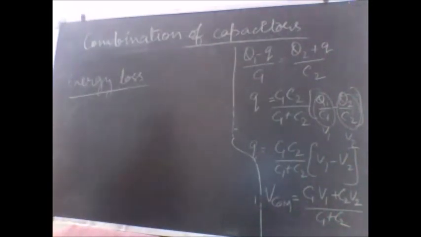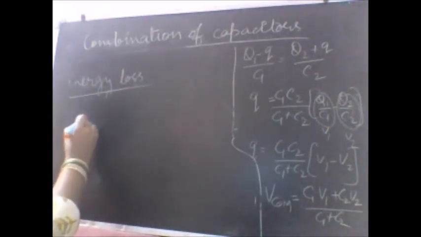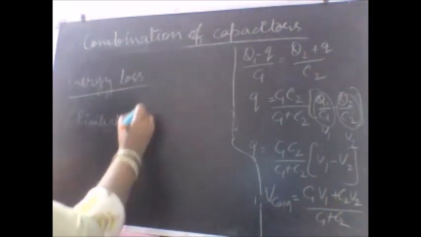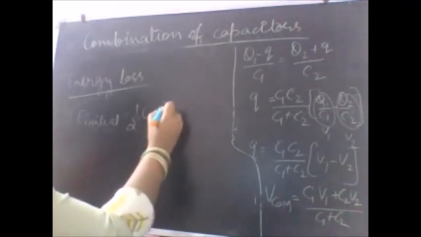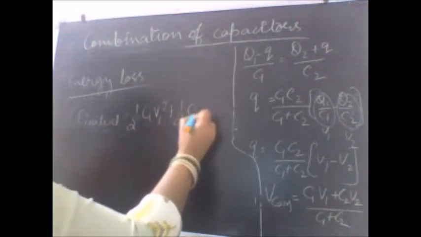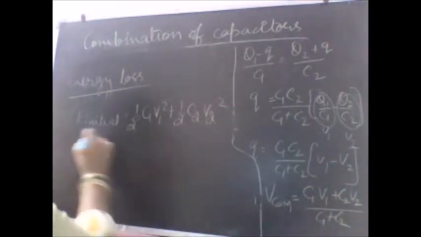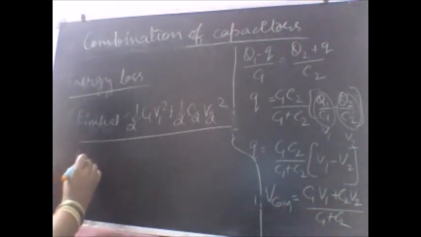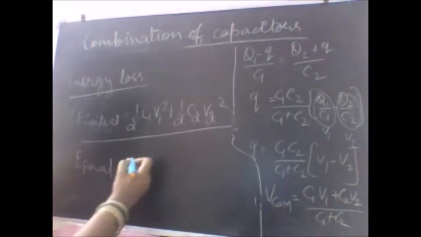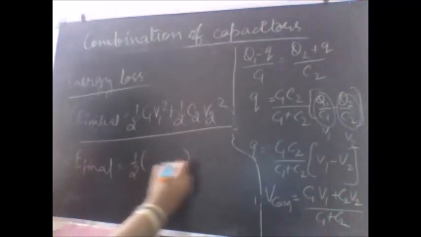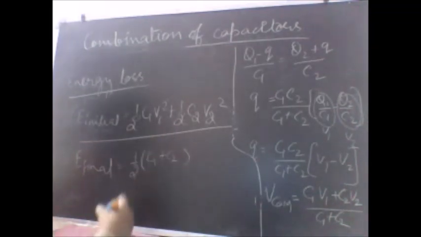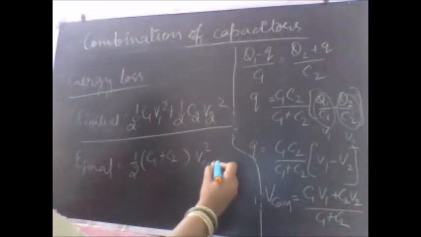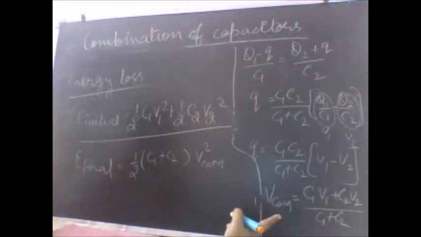So for the energy loss, you have to find the initial energy. The total initial energy is half C1 V1 square plus half C2 V2 square. This is the total initial energy, and the final energy is half net capacitance. What is the net capacitance of the system? C1 plus C2, and V square. V is the common potential, the square of the common potential that we have just obtained.